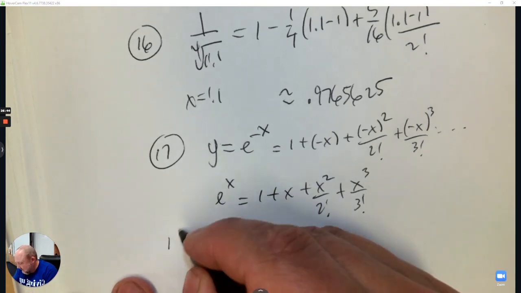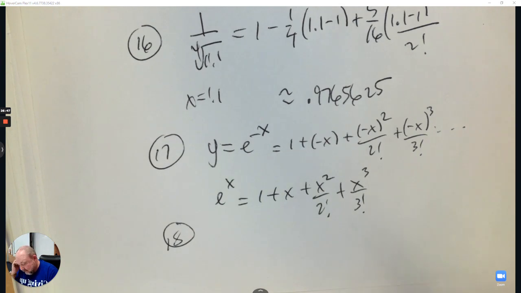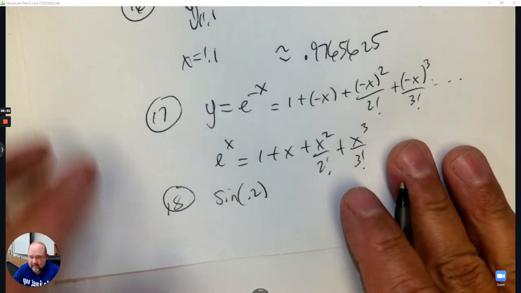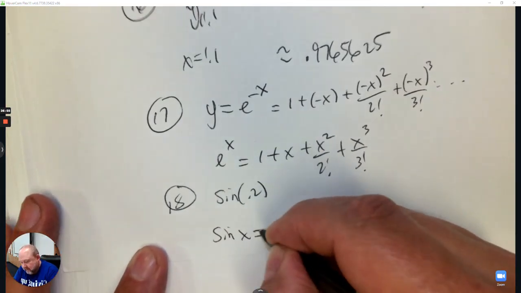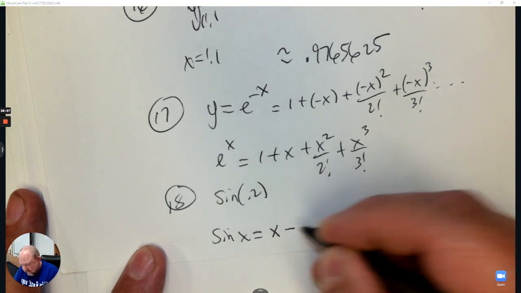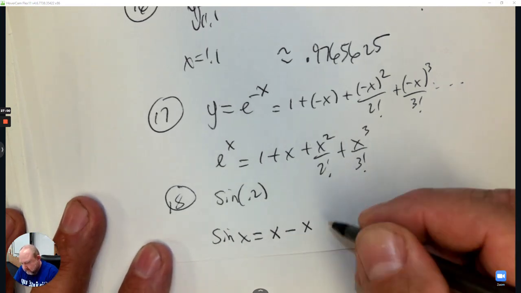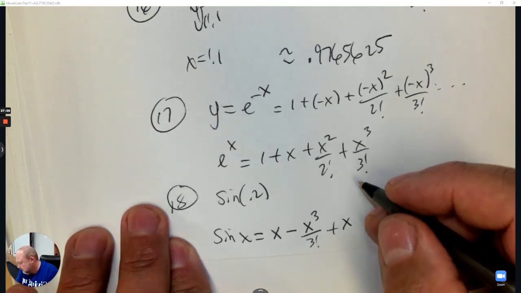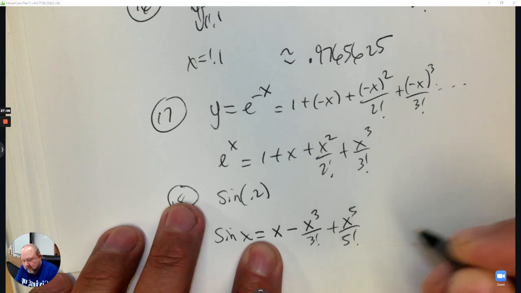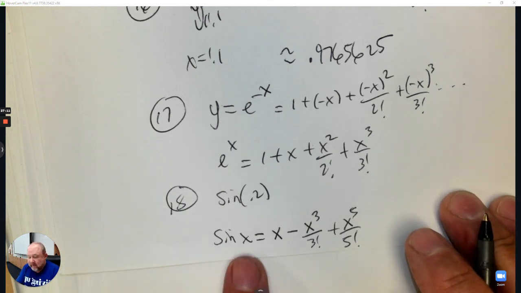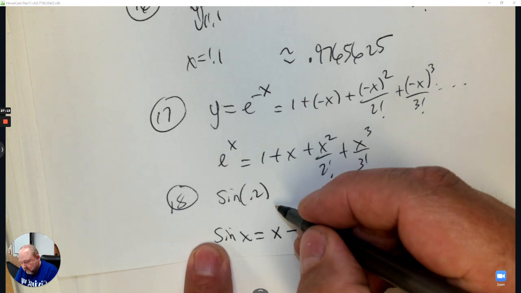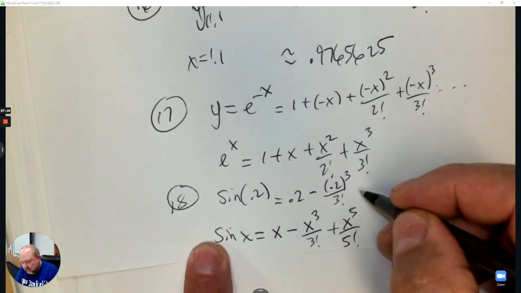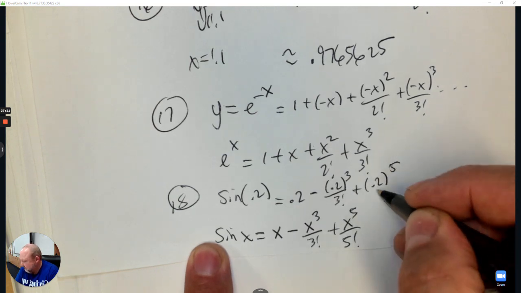And then number 18, it says use 3 terms of an elementary series to approximate sine 0.2. So to do that, we start with sine x and go, okay, what does it start with? It alternates. It's odd. How many terms? 3 terms. So there's 3 terms right there. And then it alternates. Now what number goes in for x is 0.2. So it would be 0.2, and then it's 0.2 to the 3 over 3 factorial, plus 0.2 to the 5 over 5 factorial.